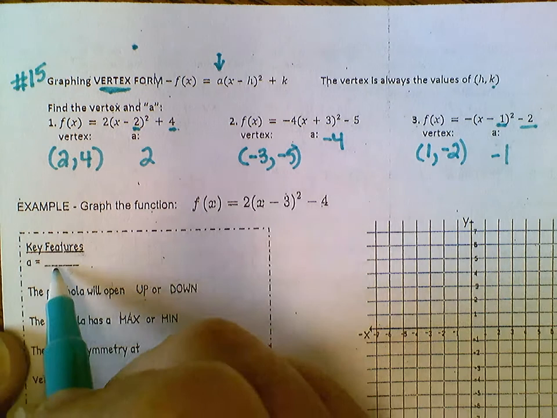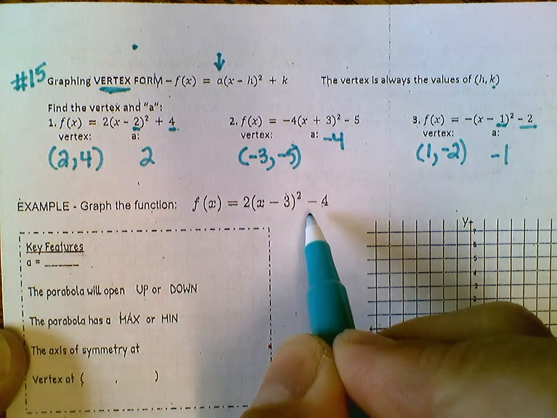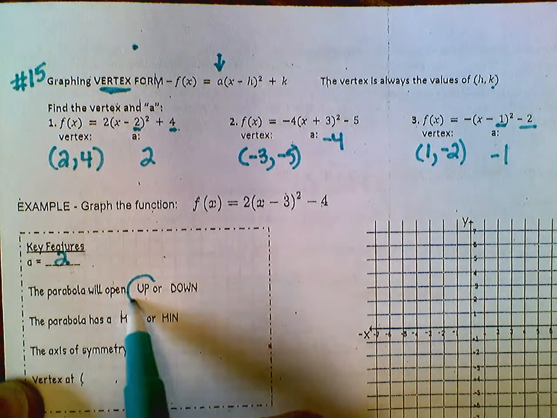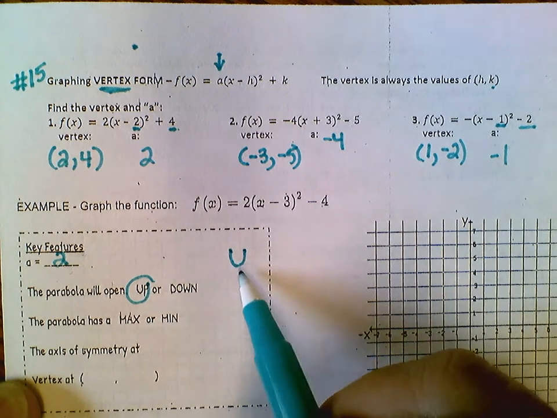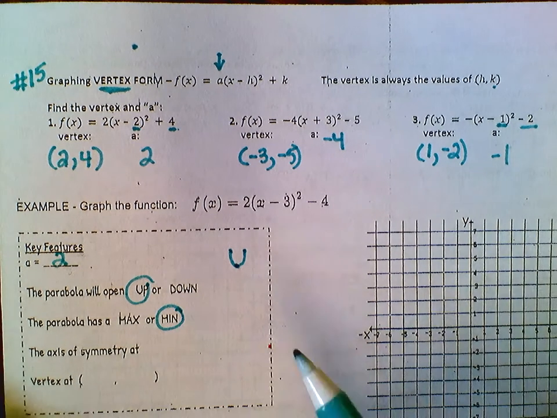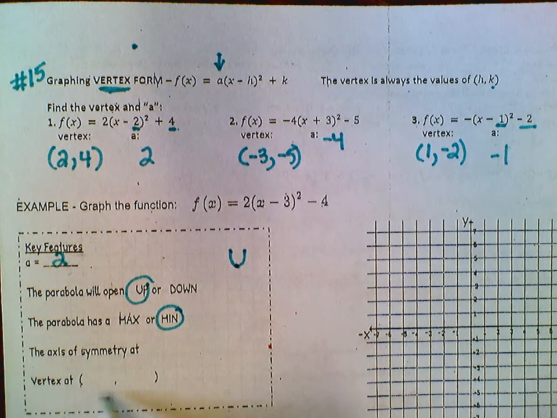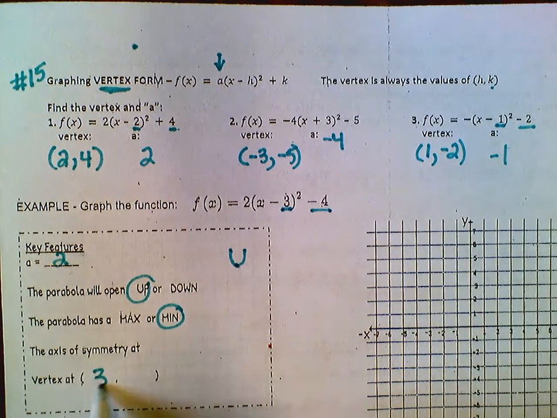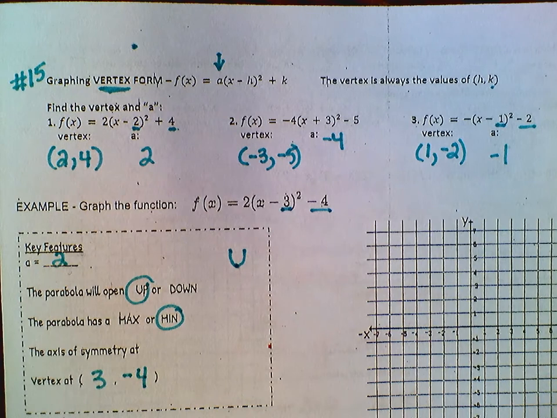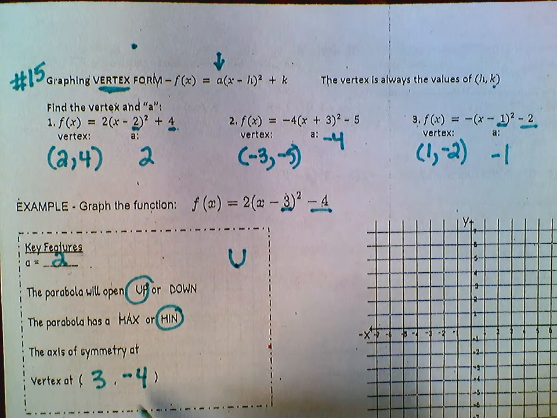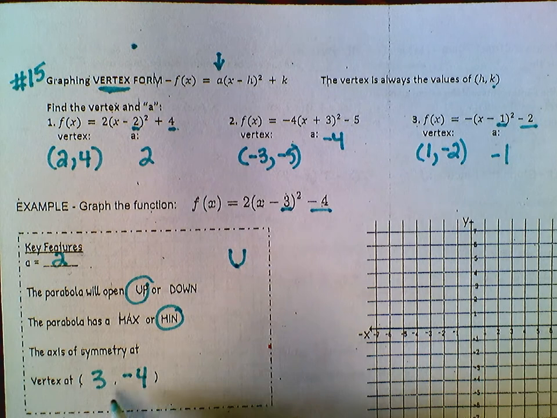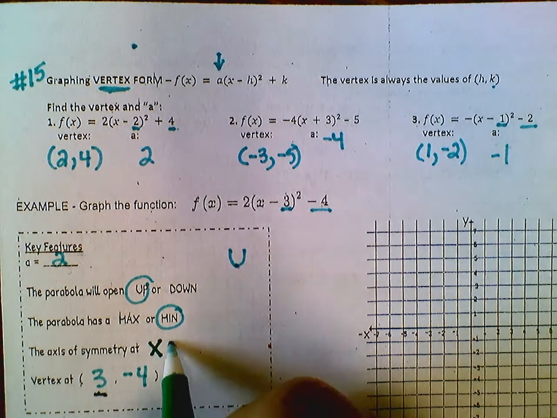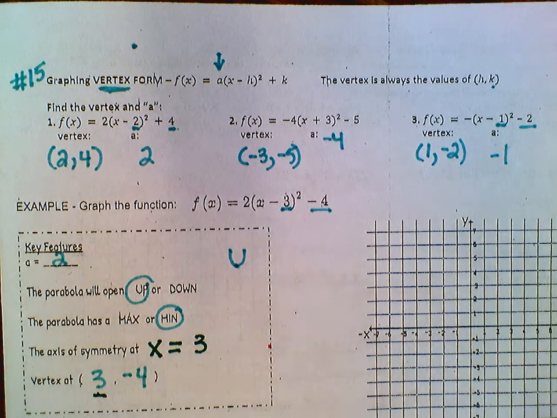So the key feature of A for this example is 2. That's important because it tells us that the parabola will open upward. And because it opens upward, we know that our vertex is a minimum value. So let's skip down here because we've discussed it. We know that our vertex is 3, -4. If you remember how we discussed at the beginning of the lesson yesterday, on standard form, if I know the X value of my vertex, then I know that my axis of symmetry is the same thing.